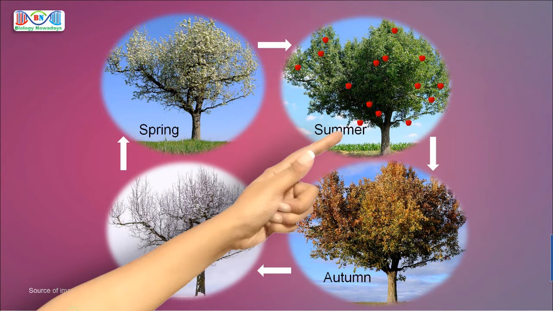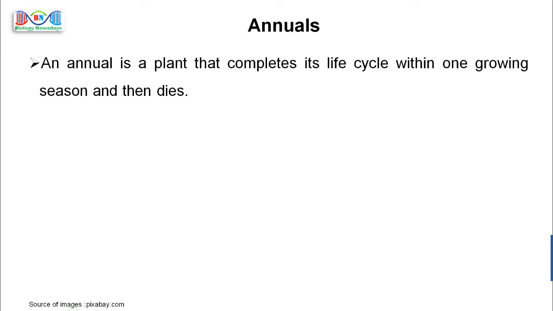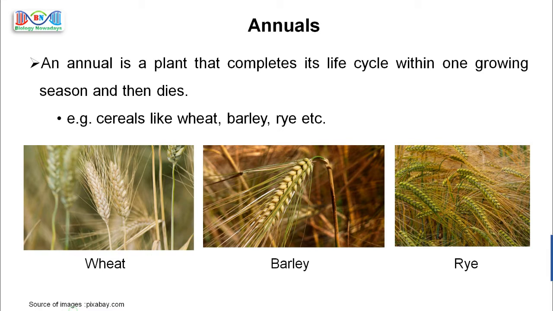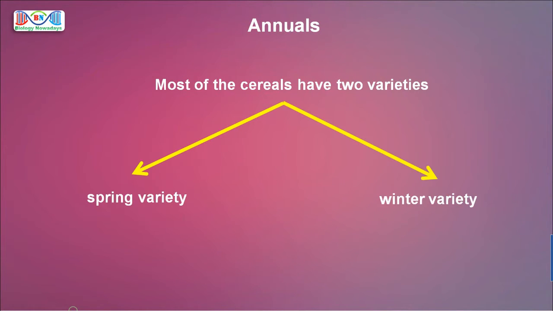Okay, that's the case of trees or perennials, which means plants that live for more than 2 years. Now take the case of annuals. As you know, an annual is a plant that completes its life cycle within one growing season and then dies. Some cereals like wheat, barley, rye, etc. are examples for annuals. And did you know that these cereals have 2 varieties?